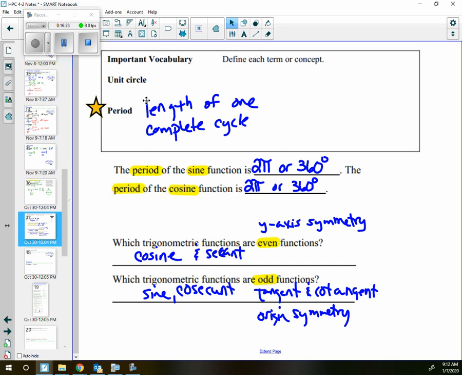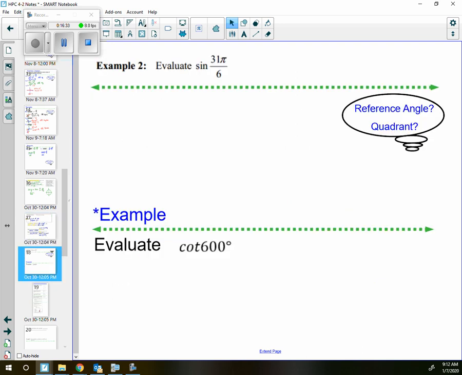So it's kind of cool that we can relate what we did earlier in the year with symmetry. When we get into the graphs and we start talking about them, we'll see that they have those symmetries because they repeat, and you'll see that when we do that. So why do we need to understand period? Well, we can do things like this. Now we can do something like sine of 31 pi over 6, which seems astronomically huge. How are we ever going to do that?